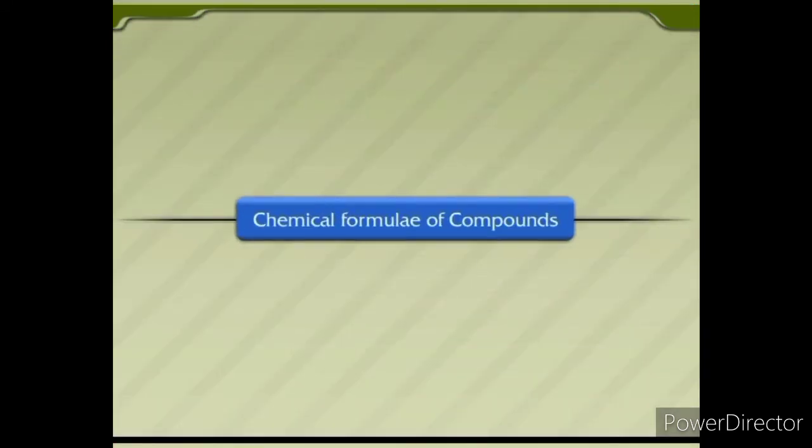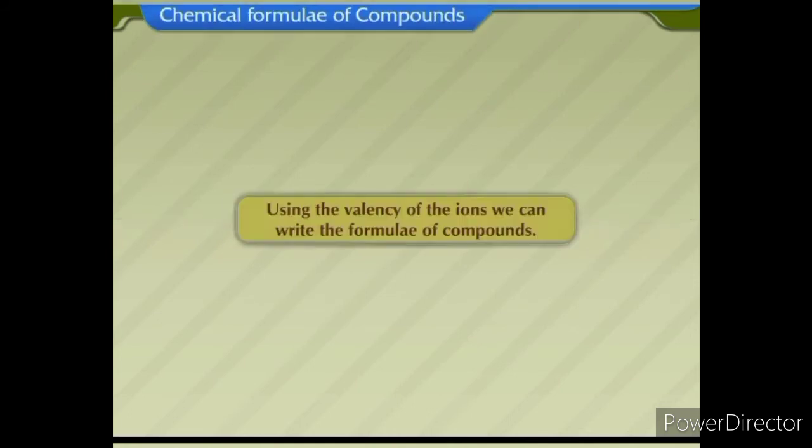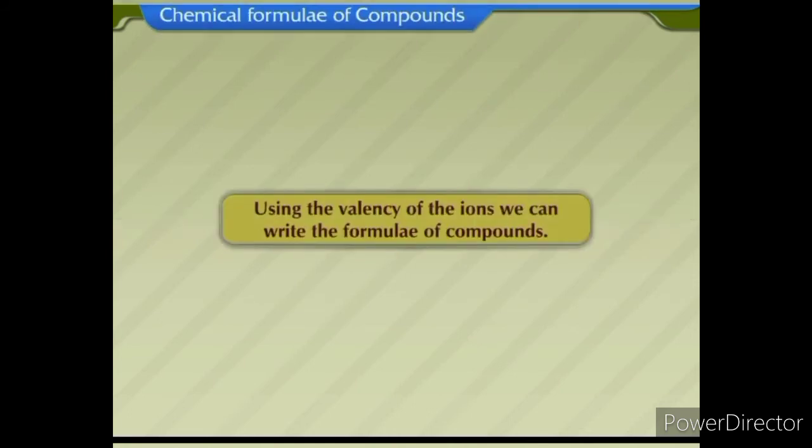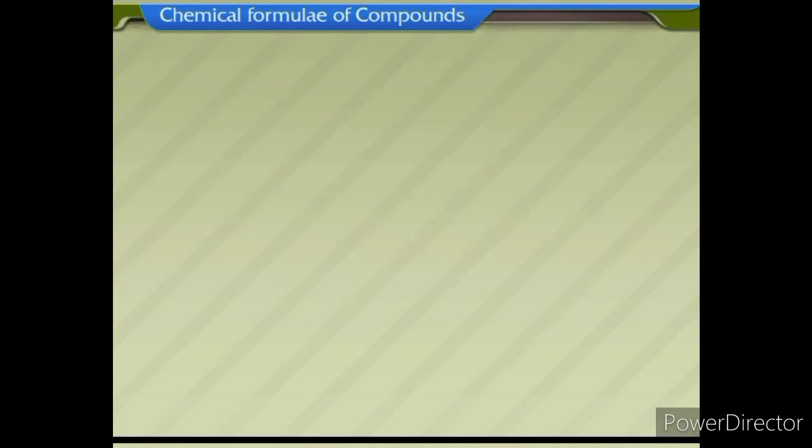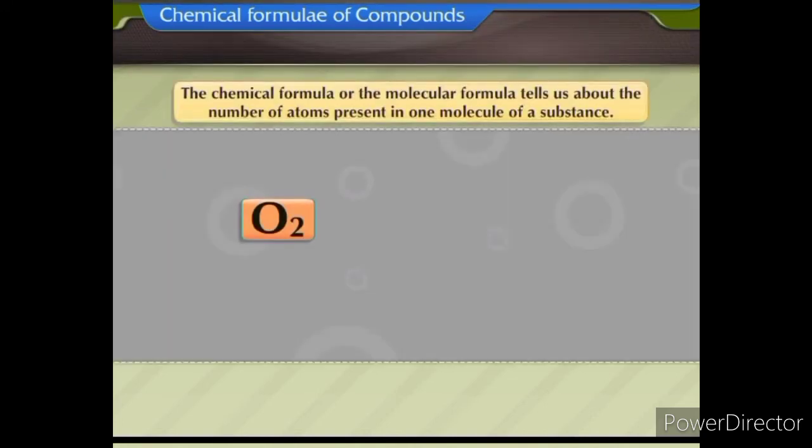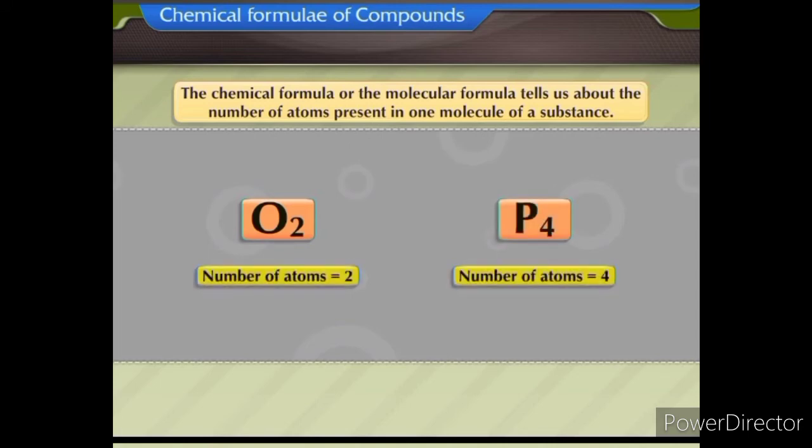Chemical formulae of compounds. Using the valency of ions, we can write the formulae of compounds. The chemical formula or the molecular formula tells us about the number of atoms present in one molecule of a substance.